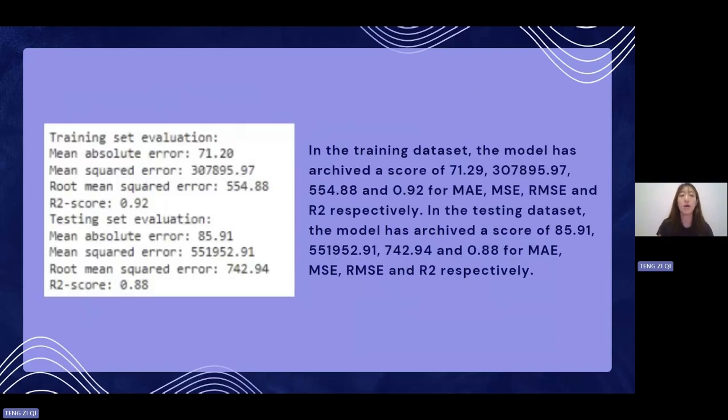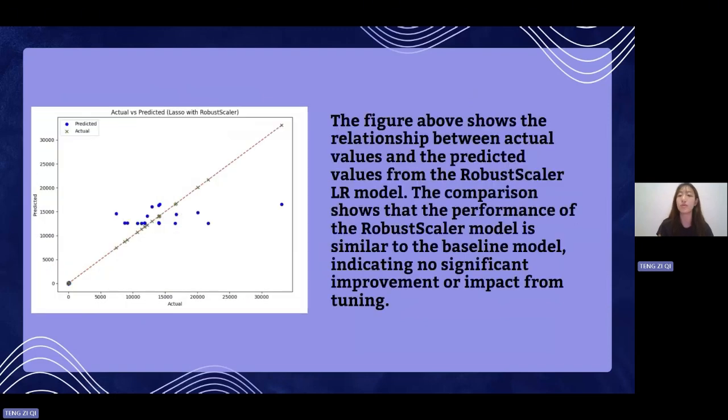This is the result of MAE, MSE, RMSE, and R-squared for both training and testing datasets. The figure shows the relationship between actual values and the predicted values from the robust scaler model. The comparison shows that the performance of the robust scaler model is similar to the baseline model, indicating no significant improvement or impact from tuning.